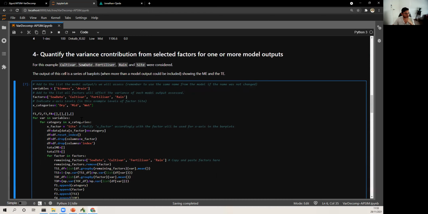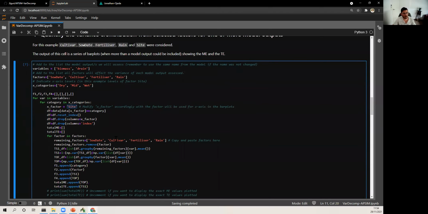Okay, let's continue. So here, this is a really important line. Here we need to specify which is the factor that we will use in the x-axis of the plot. So across which factor we want to assess the variance contribution. In this case, we want to assess across site, or in this case in the 3 levels of the site. And here basically are the same factors that we select here.